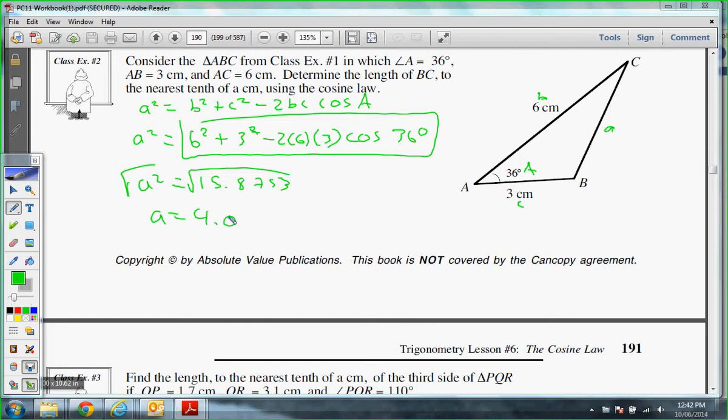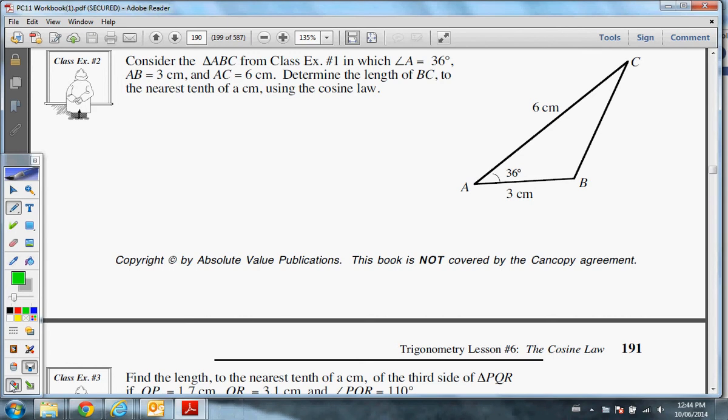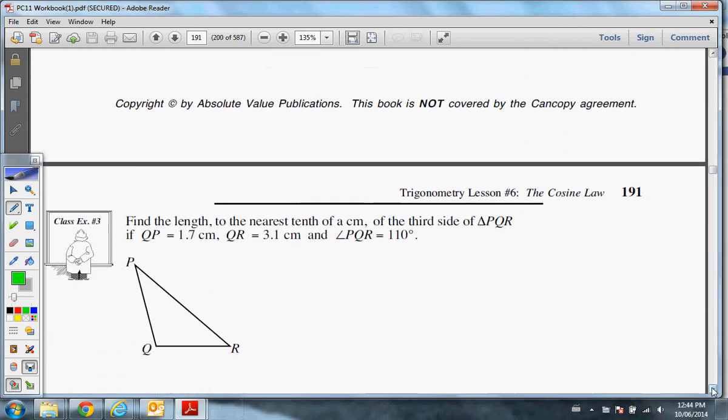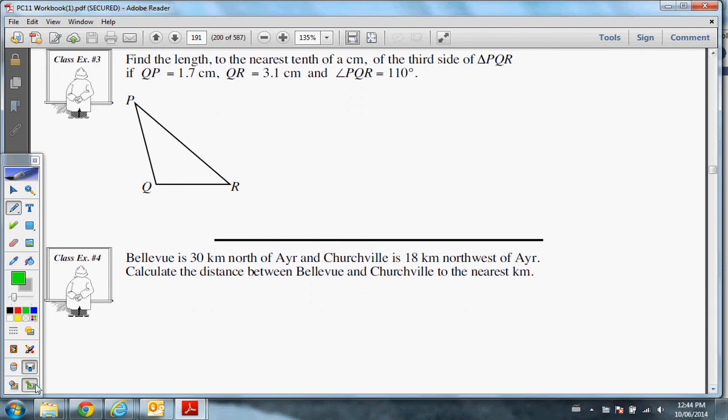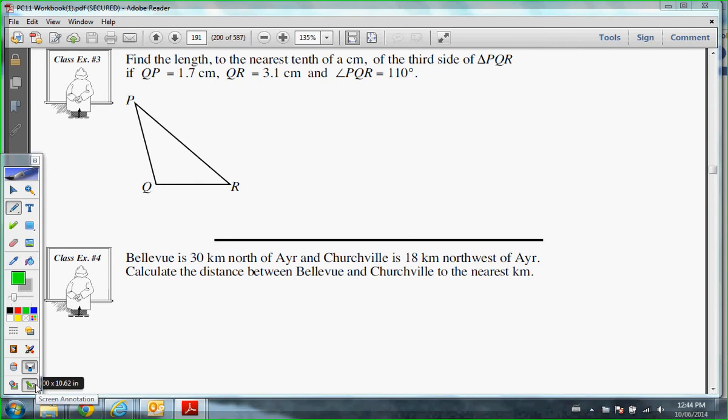Okay, all right, let's get to example 3 here. They may change the letters on you, but you're still just going to think about A, B, and C. So find the length to the nearest tenth of a centimeter of the third side. Let's see what we have. We have QP is 1.7. We have QR 3.1. And angle PQR, so that's this angle, is 110. It says the third side, so we're trying to find this side here.